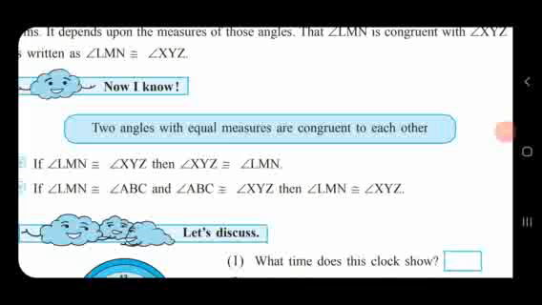Like that, if one angle is congruent to another and the other one is congruent to a third, then the first and third are also congruent to each other. For example, if angle LMN is congruent to angle ABC and ABC is congruent to XYZ, then LMN is also congruent to angle XYZ.